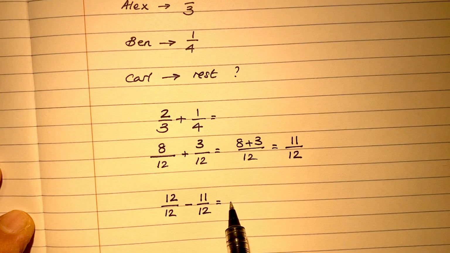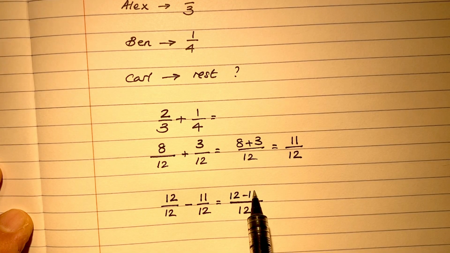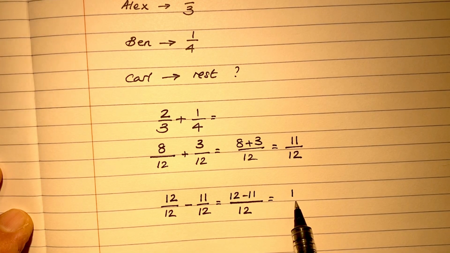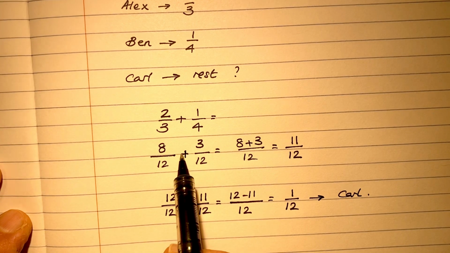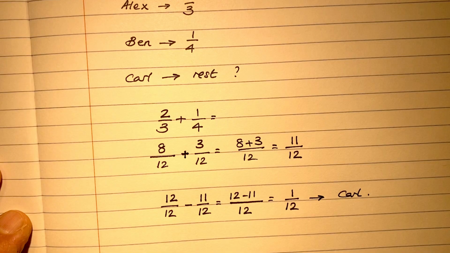So here we go. The denominators are the same, so top number minus bottom number. So Carl will only have a 12th of the cake left to eat. So you can see the application of practical examples of addition and subtraction of fractions.